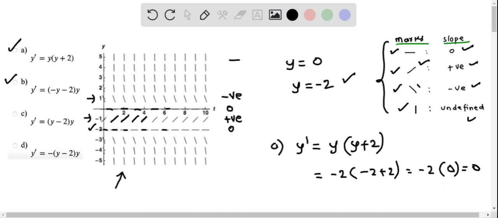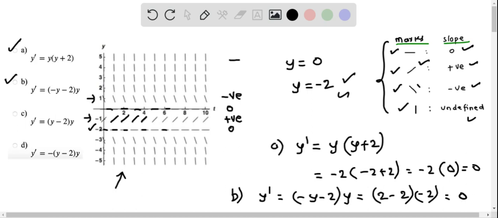So this is 0. And similarly in part B, we have the equation y prime equals (-y minus 2) times y. When we replace y by -2, negative y becomes positive 2, and this becomes (2 minus 2) times -2. So basically this is also 0. So only in part A and part B is the equation satisfied when y equals -2. However, in part C we have (y minus 2) times y. If you replace y by -2, this becomes -4 times -2, which is not 0. So it is not becoming 0 at y equals -2. The equation given in part D also does not become 0. So we can ignore these two equations.